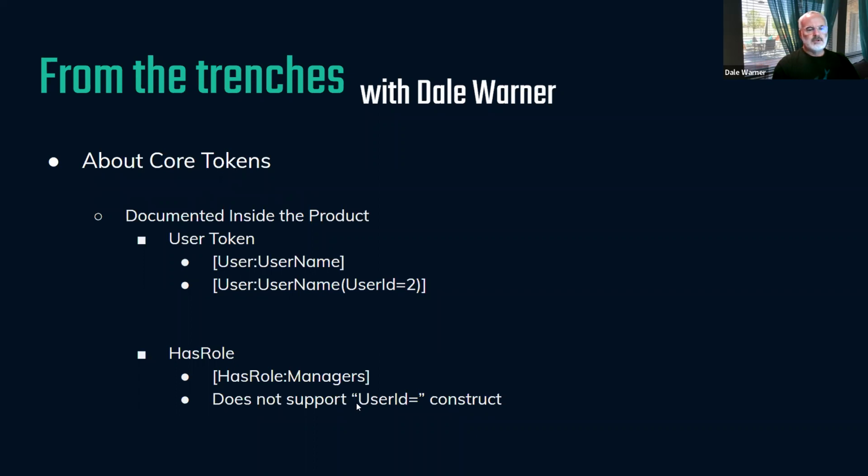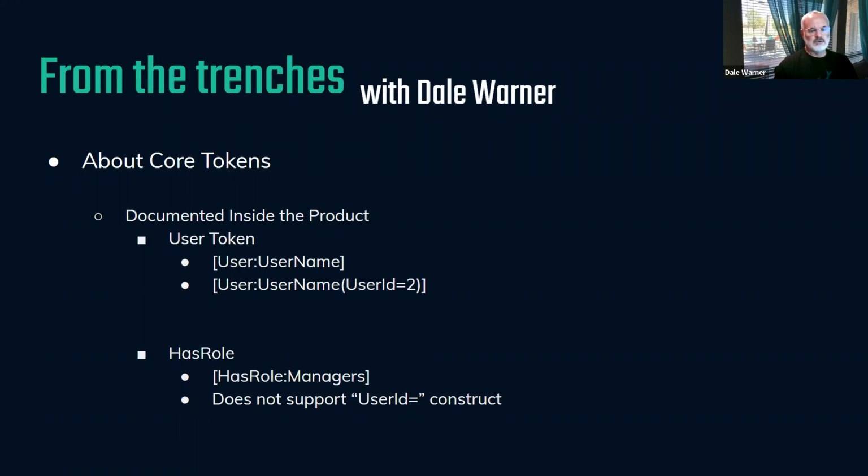Today I wanted to talk about a couple of things that are going on with tokens and core tokens. This was just questions that came up in the community, and it raises the issue of what's available within our product. First I want to talk about core tokens. The usage of these core tokens is documented inside the product. When you browse along in the product, you can learn something about what the syntax is for the token, and so we'll take two today that we're going to look at.